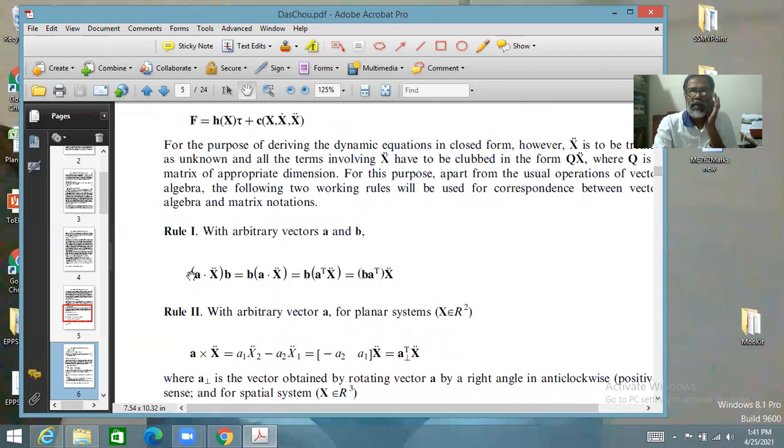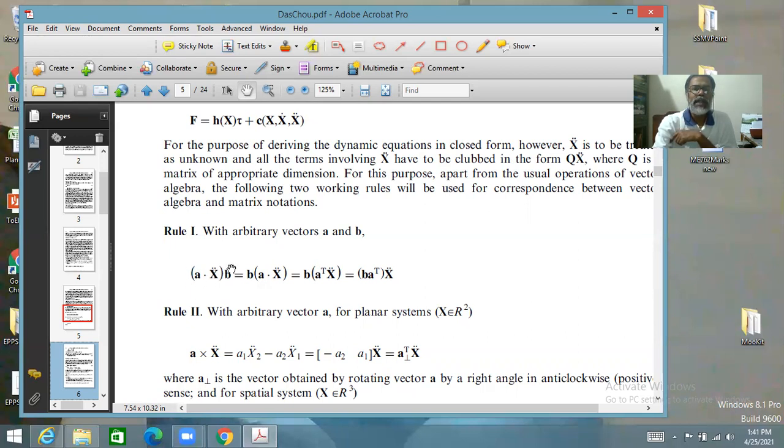For example, suppose x is the coordinate or variable of the problem, and so x double dot is an acceleration component, which is to be treated as an unknown variable. On the other hand, a is something like a constant, and b is another thing which is like a constant. These are also vectors. So a dot x double dot becomes a scalar, but a variable scalar because x double dot is involved.